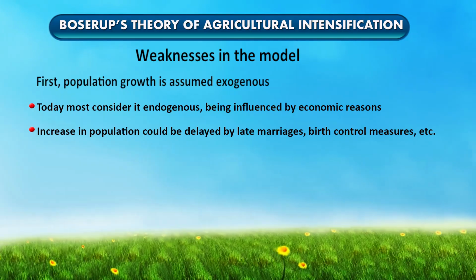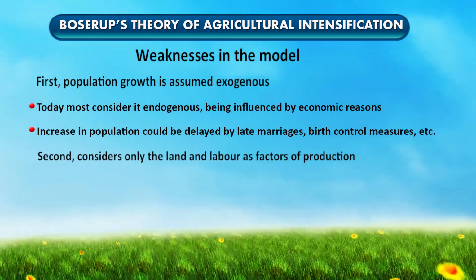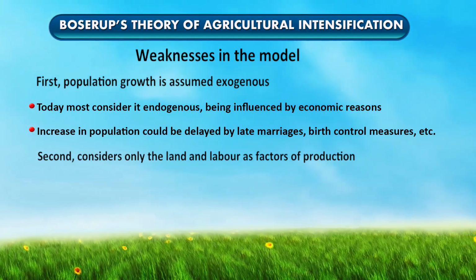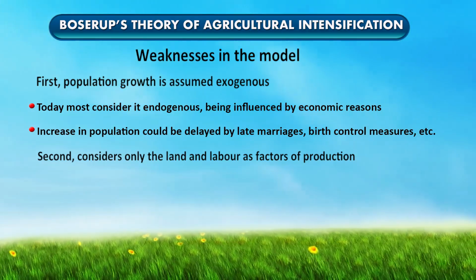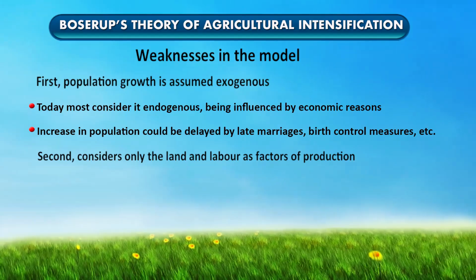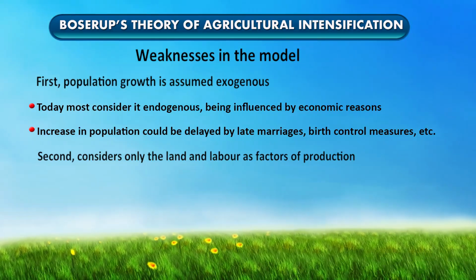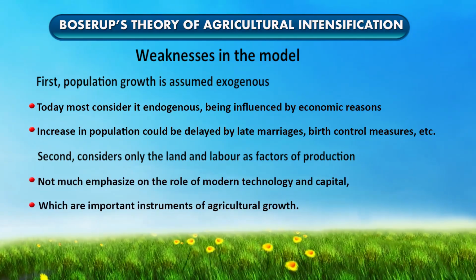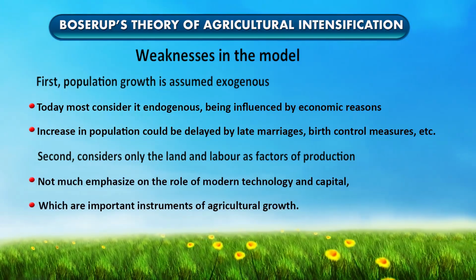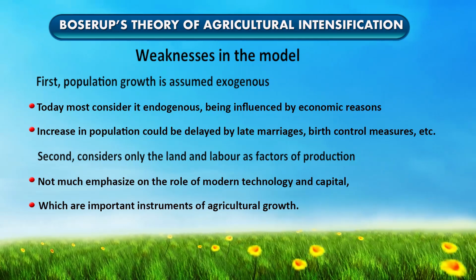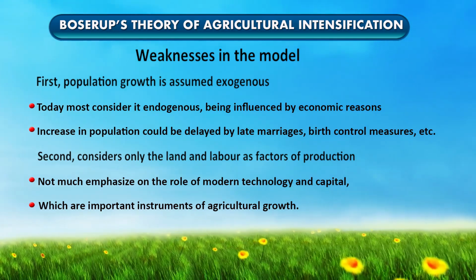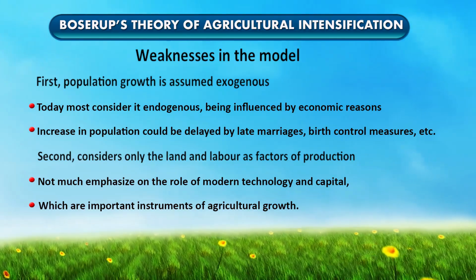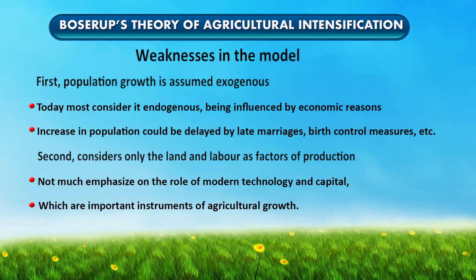Those measures are available. And the second weakness of this model is that it considers only land and labor as factors of production, but there are other factors of production, like the role of modern technology or capital. So there is not much emphasis on modern technology or capital, and these are basically important instruments of agriculture growth presently in modern society.